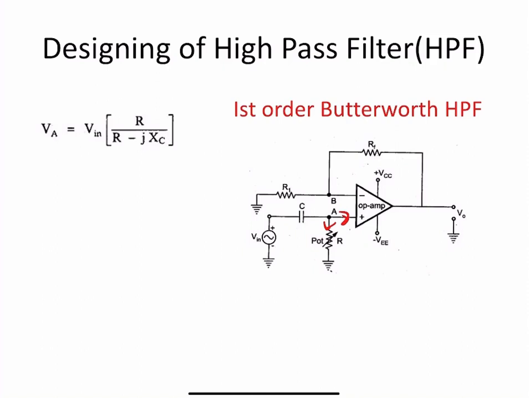It means R and C are in series. You can apply the voltage divider rule here to get the value of VA. You will get VA equal to Vin into R over R minus jXC.